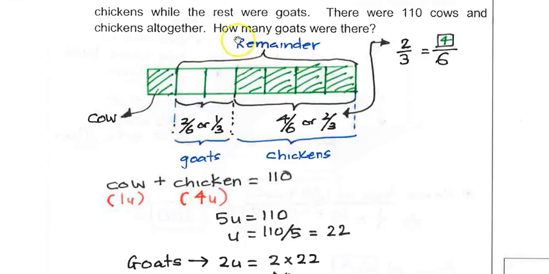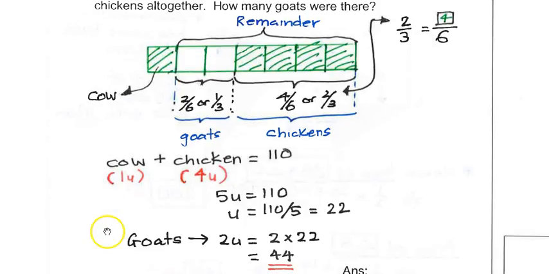Now, what is the question? How many goats were there? Goats 2U. You have found 1U is 22. 2U means goats 2U, 2 times 22 is 44. There were 44 goats, okay? Over here, 44 goats. And cow, probably you should know, divided by 2, 22. And this one, 22 times 4, all right? So the answer is 44 goats. This is very interesting. Learn this, how to understand, because there will be many similar questions like this.